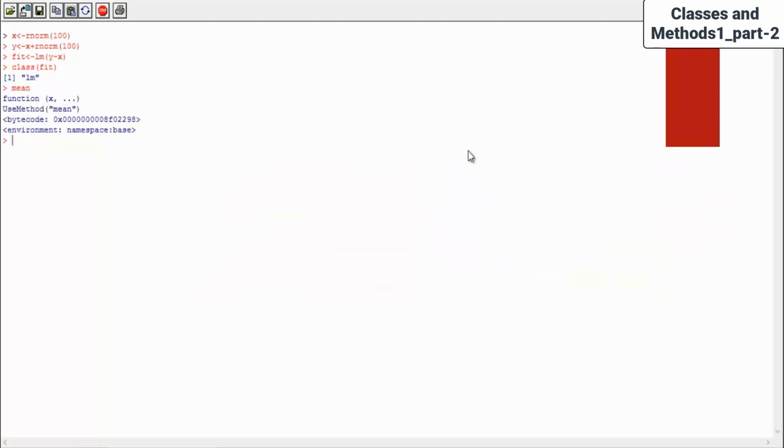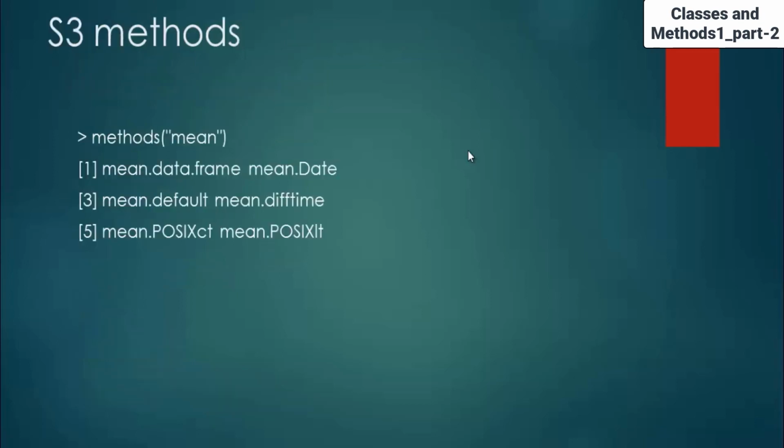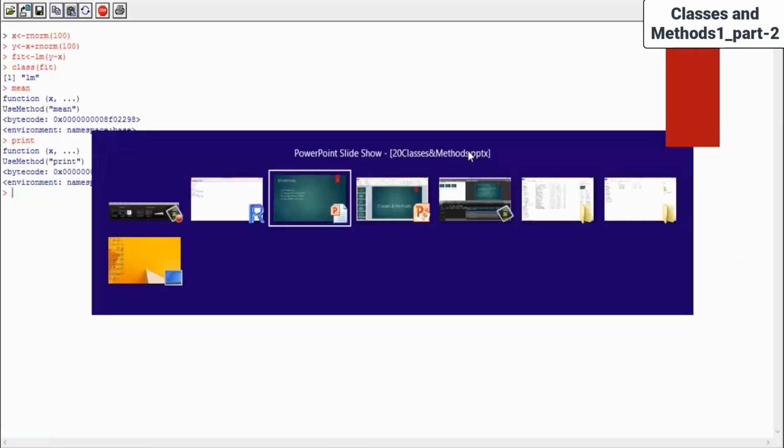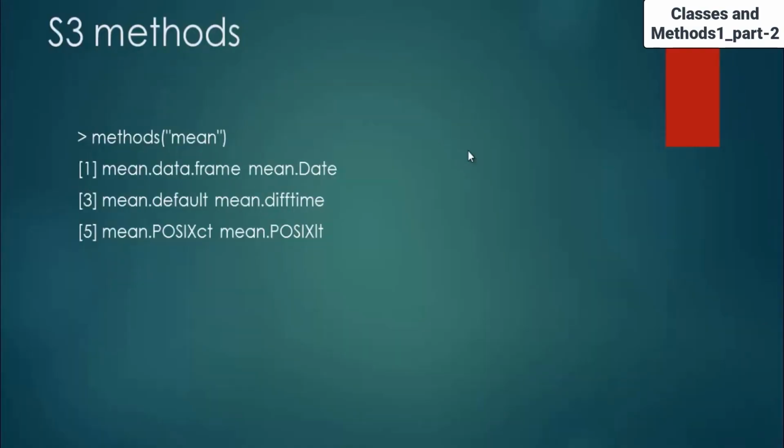Again, there are a lot of generic functions. So again, print, same way, like mean, print. So a lot of generic functions are there in the base package. So you can see those in the base package. And so S3 methods, let's see, methods of mean. So you have mean.Date, mean.default, mean.difftime, mean.POSIXct, mean.POSIXlt. So you have this many sets of S3 methods associated with mean.